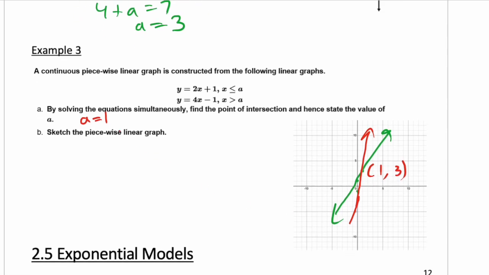Okay, sketch the piecewise linear graph. Let me just erase these here. For x less than or equal to 1, we're going to have 2x plus 1. So that's going to be this graph. And then the graph's going to change after that to 4x minus 1. It's going to have a steeper slope. Let's make a point. 1, 2, 3, 4. So it's going to be a bit steeper here. The green line's not so straight, but the blue line is steeper. Actually, let me fix that green line. Slope is 2, so I'm going to go down 2, right 1, down 2, right 1. So it looks more like that.